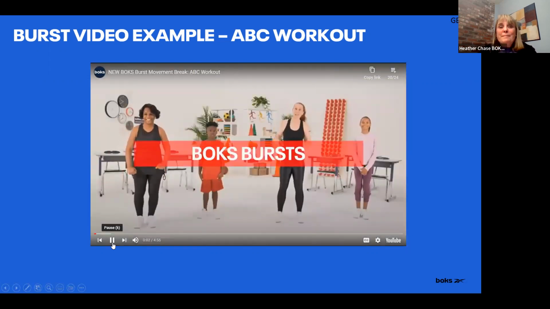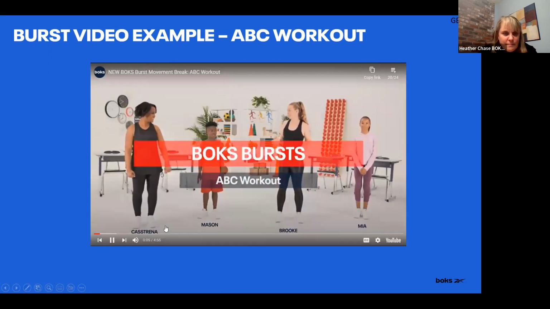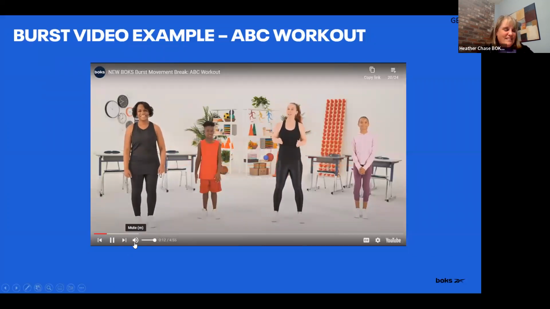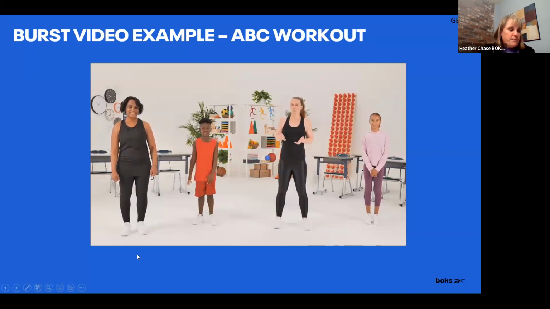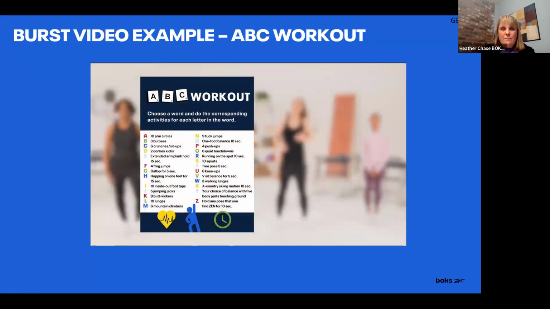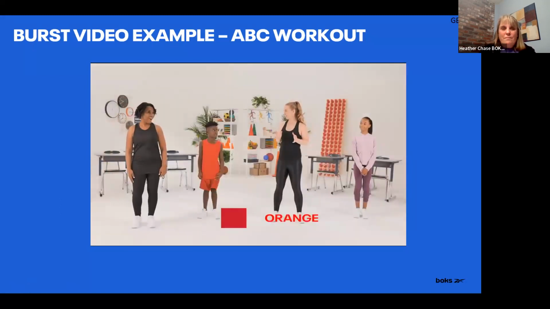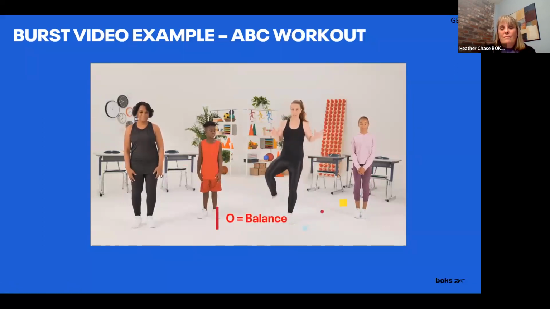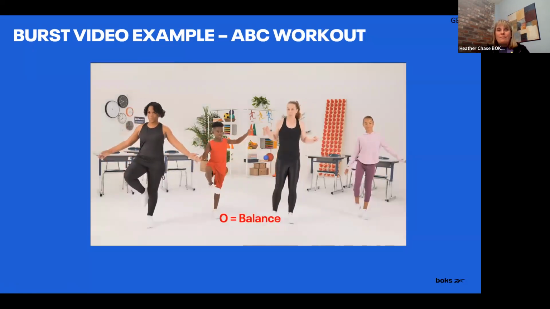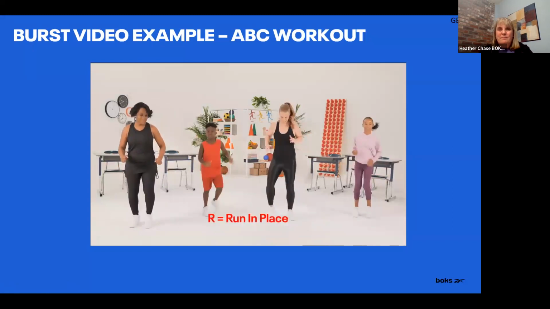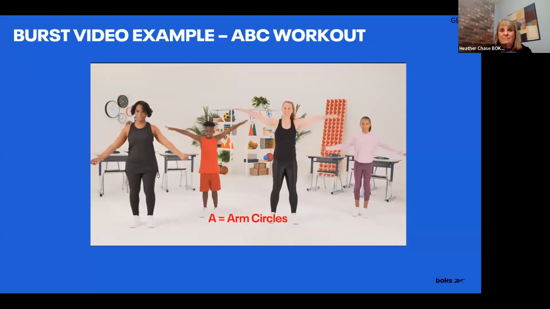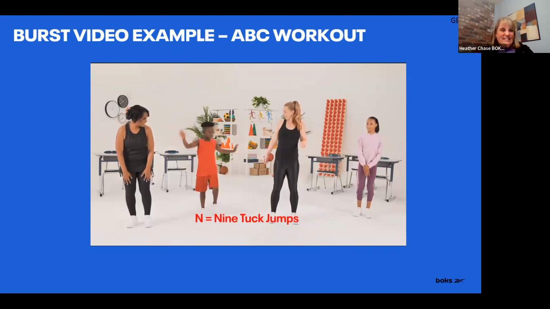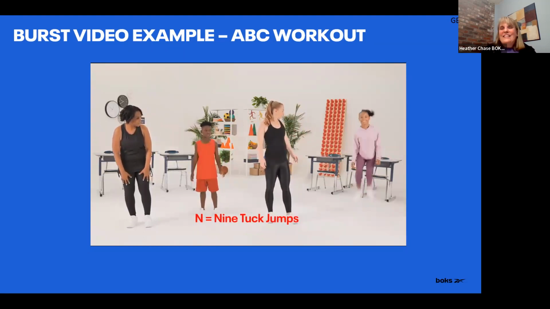Hey everyone, today's burst is called the ABC workout. Who knows how many letters are in the alphabet? How many? 26. Yes, that's right! So we have one move for each letter in the alphabet. We're gonna spell some words here, but if you want to, you can go on our website and check out the ABC workout poster and do this at home. So, our first word is gonna be orange, because we're gonna do our favorite colors today. All right, so O, we're gonna do one foot balance for 10 seconds. Whoa. Okay. Then we're gonna run in place for 10 seconds. Then we're gonna do 10 arm circles and 9 tuck jumps. Do you wanna show us the tuck jump? Go ahead. Yeah, that's one option. You wanna show us another option? Great job, you guys. Woo, awesome.